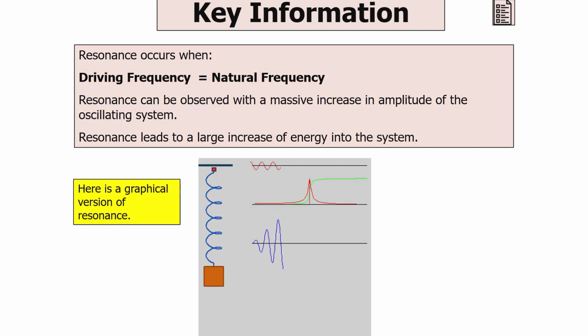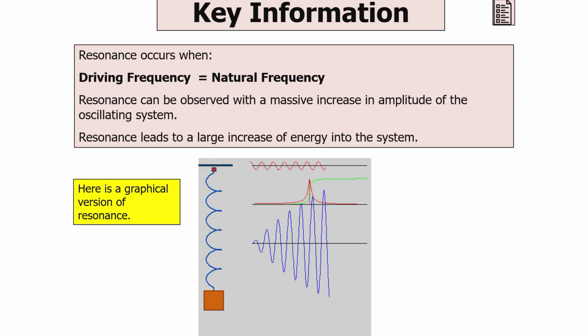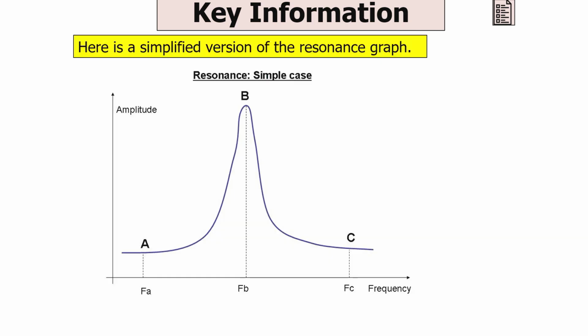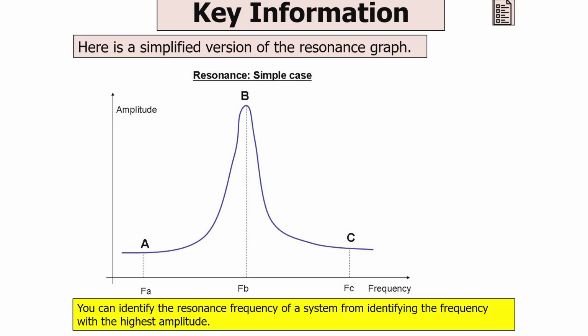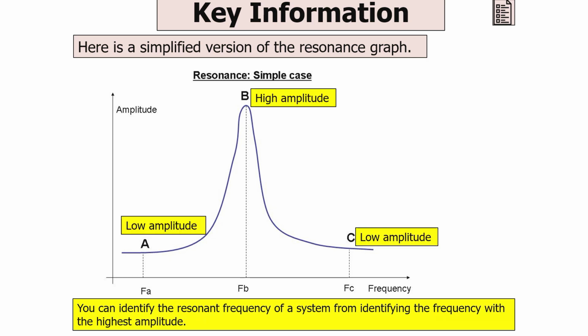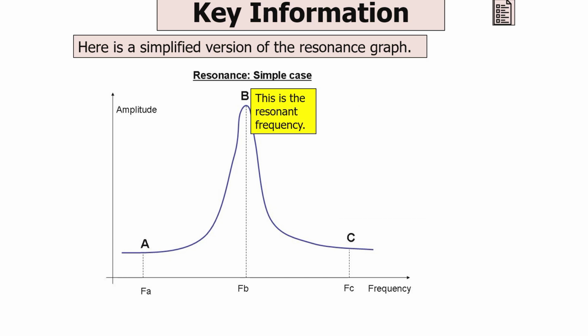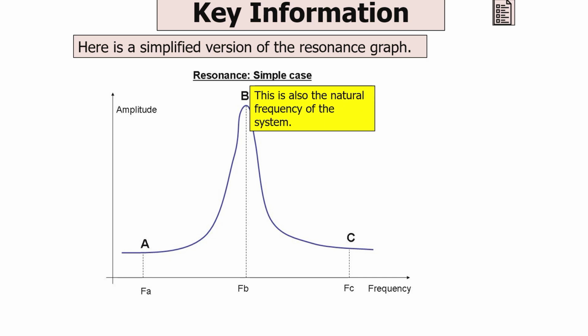So here's a graphical version of resonance. Now here's a simplified version of the resonance graph. Now we can identify the resonance frequency of a system from identifying the frequency with the highest amplitude. So you can see here A and C are at low amplitude while B is at a high amplitude. Or we could say that A and C are at a low energy store whilst B is acting as a high energy store. So B is our resonant frequency, which is also the natural frequency of the system.